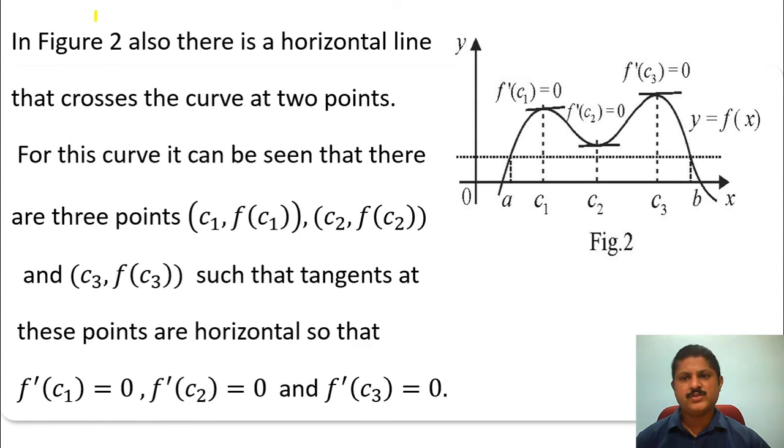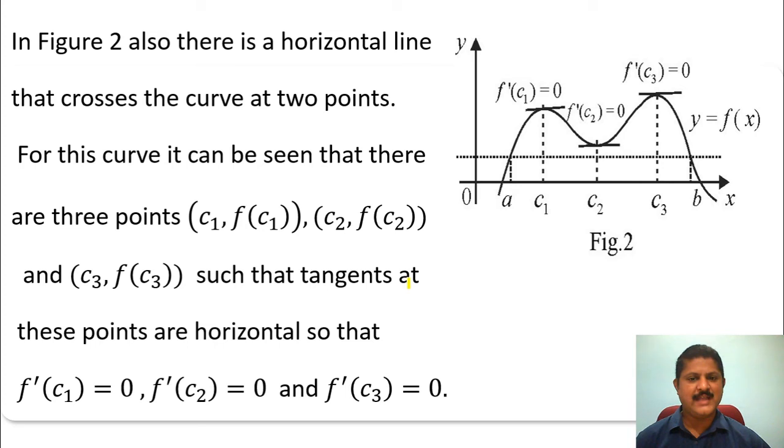Next, in figure 2 also, there is a horizontal line that crosses the curve at 2 points, a comma f of a and b comma f of b. Here f of a equals f of b. For this curve, it can be seen that there are 3 points: c1, f of c1; c2, f of c2; and c3, f of c3.